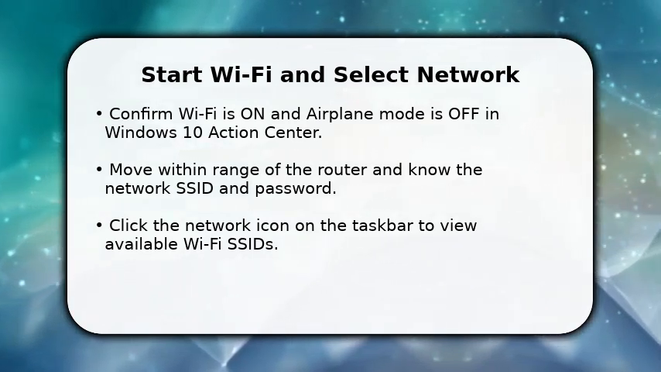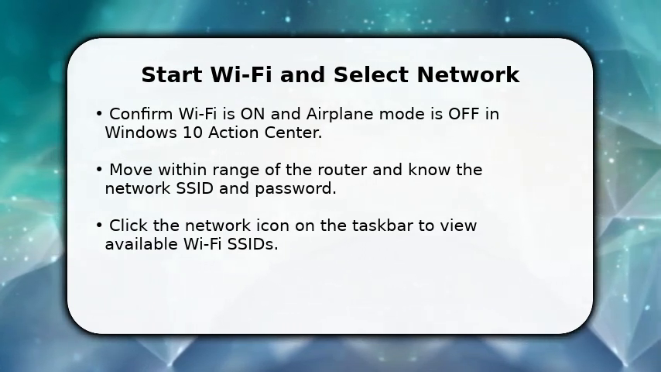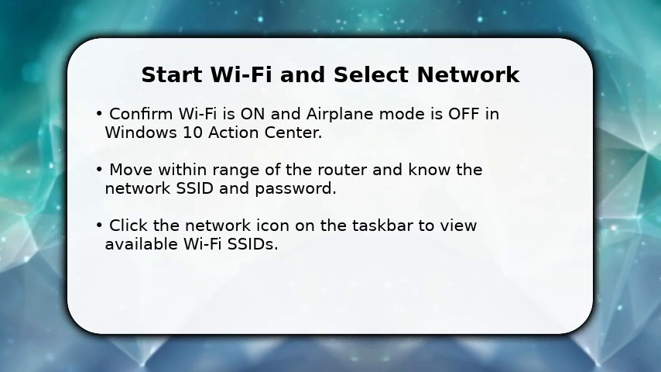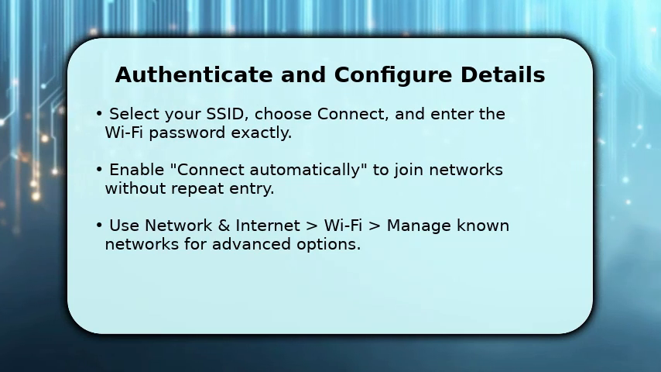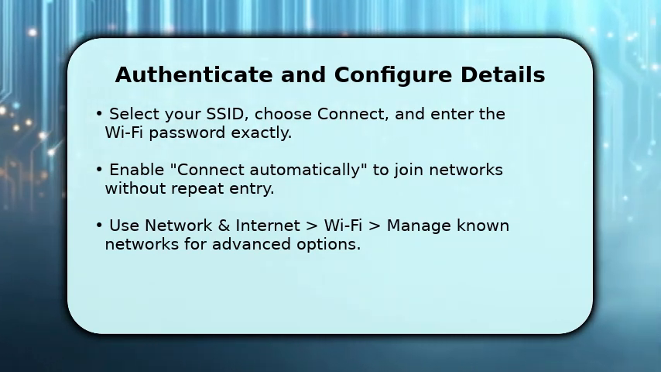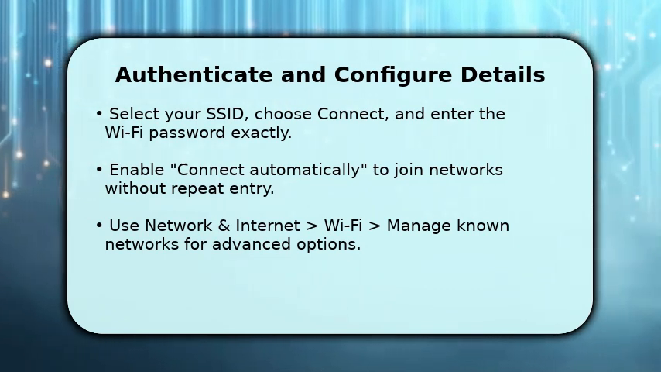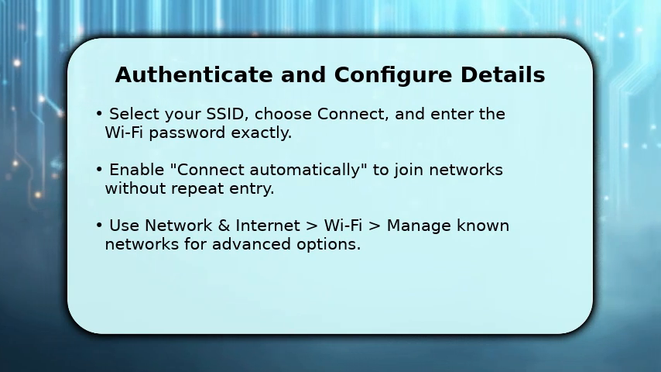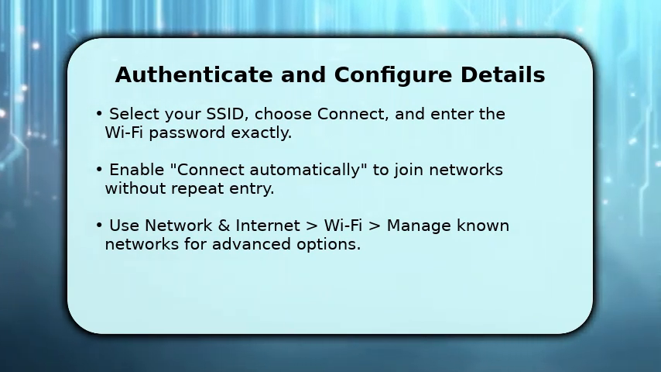You do this first so the system can see and list networks before you attempt authentication and configuration. After selecting the SSID, click Connect and type the network password carefully. Passwords are case-sensitive, so double-check characters. Make sure to tick Connect automatically if you want Windows to join in future. If the network uses enterprise or different security, choose the correct authentication method in the dialog.